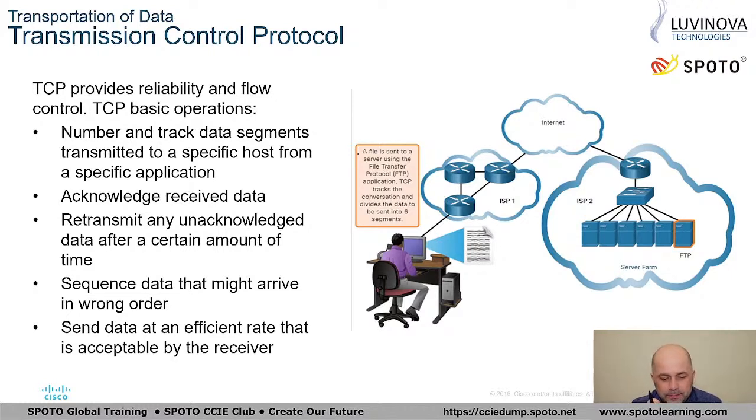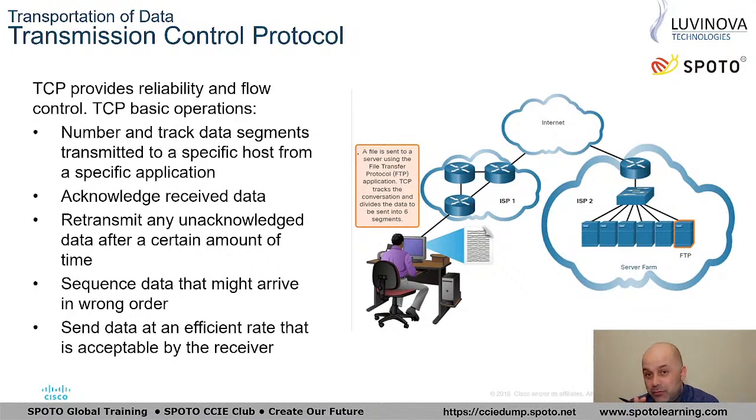TCP's basic operations are to number and track data segments transmitted to a specific host from a specific application. Track means Facebook to Facebook, WhatsApp to WhatsApp, a specific application to a specific application. It must be negotiated between them to use the same application to establish a channel of communication. Acknowledge received data: whenever you send something, TCP ensures the data will be delivered at the destination point. If it's not, TCP will ask the sender to send the missing piece of the data again.